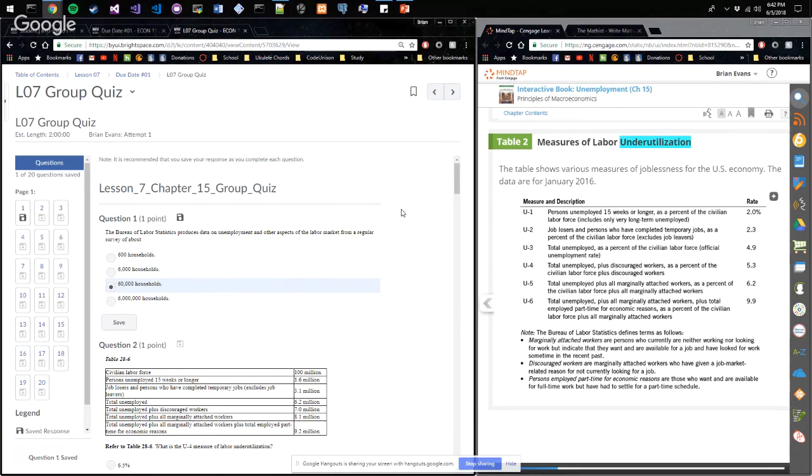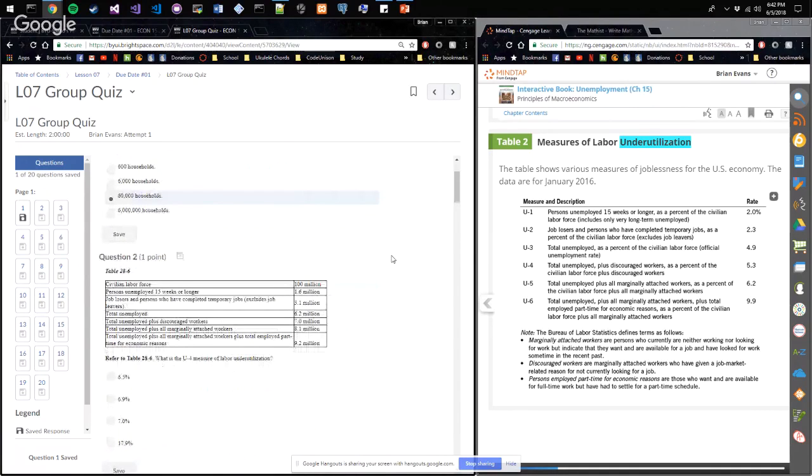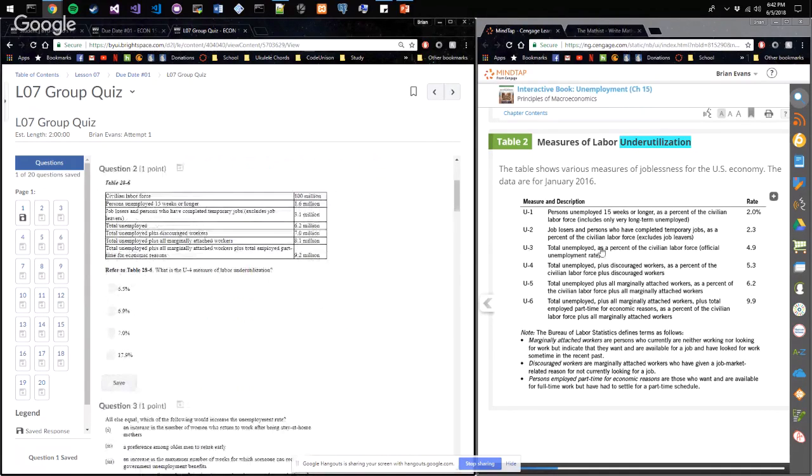Okay. So I've only been able to do the first question really. Okay, I can help you up through 8, and then we can figure out the rest. Okay, sweet. So I think I was just about to figure out number 2 because I have it pulled up in the book. The U4 measure of labor underutilization is, what even is this?